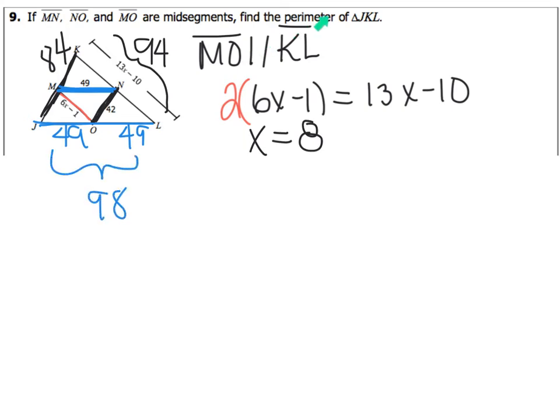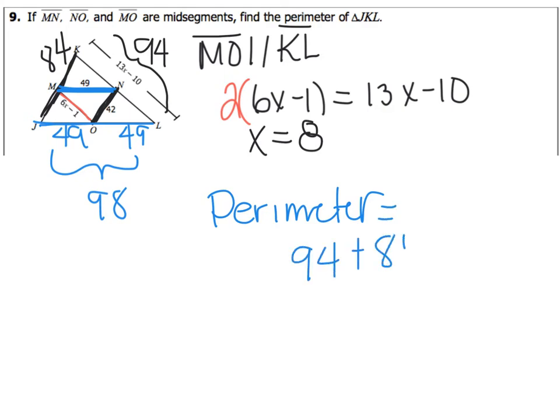We're asked to find the perimeter. Perimeter is the distance around the figure. So the perimeter, let's get that written down. So the perimeter is going to be 94 plus 84 plus 98. So the perimeter is 276 units.